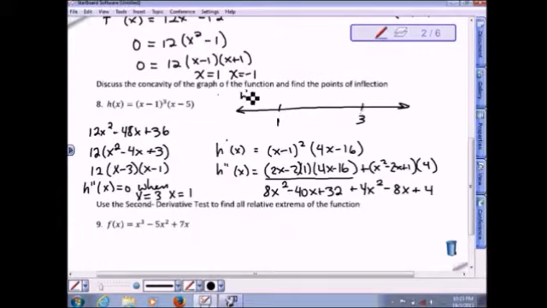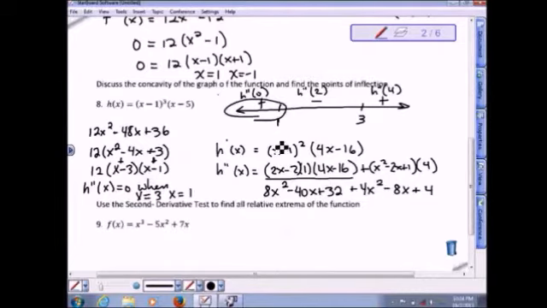In the second derivative, we need to do h double prime for 0, h double prime for 2, and h double prime for 4. When we plug in a 0 to the second derivative of h, 0 minus 3 is negative, 0 minus 1 is negative, negative times a negative times 12 is positive. 2 minus 3 is negative, but 2 minus 1 is positive. Positive times a negative times 12 is negative. And then 4 minus 3 is positive, 4 minus 1 is positive. Positive times a positive times 12 is positive.